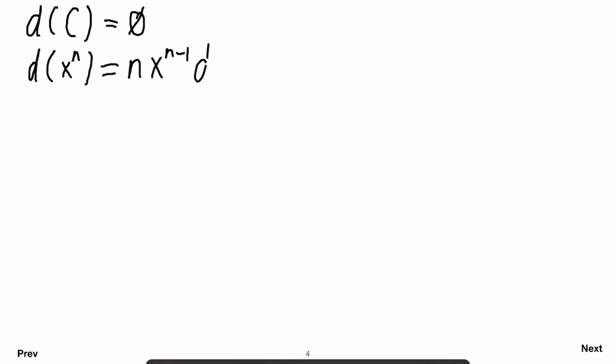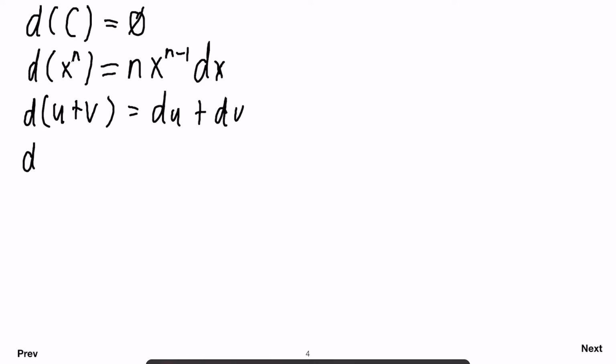We have the differential of a constant, still equal to 0. The differential of x to the n is n times x to the n minus 1 dx. The differential of u plus v equals du plus dv. And the differential of u times v equals u dv plus v du. So these are pretty standard rules, but let me show you how you can apply these.